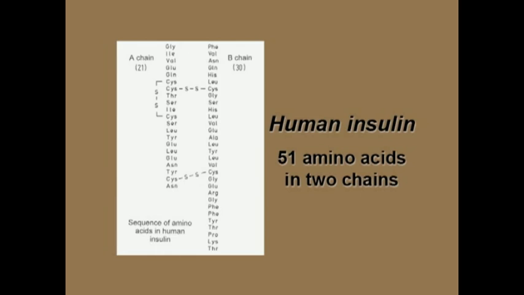All the proteins we have in our body, there are 50,000 different proteins, and all the proteins contain amino acids. Here, for example, the human insulin has 51 amino acids in two chains.